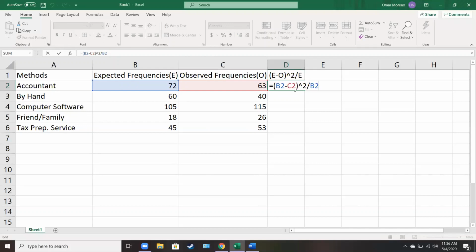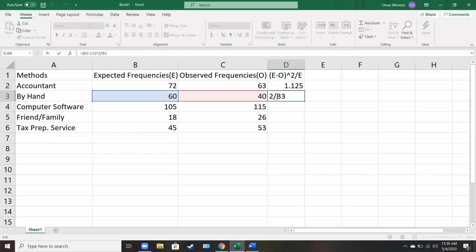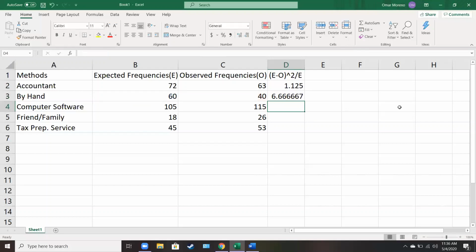Nice thing about Excel is because I referenced all of this correctly, I'm doing blue minus red squared divided by blue. It will repeat that same process for the next line, just taking blue minus red squared divided by blue again. So very quick, just by clicking that bottom right part of the box, click and drag and you'll get all your values there.